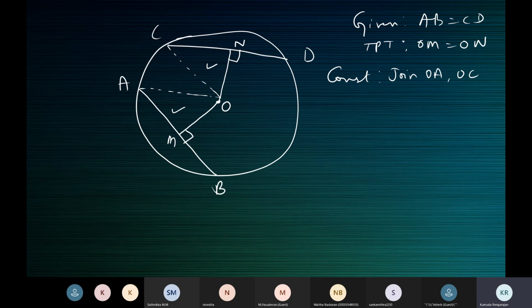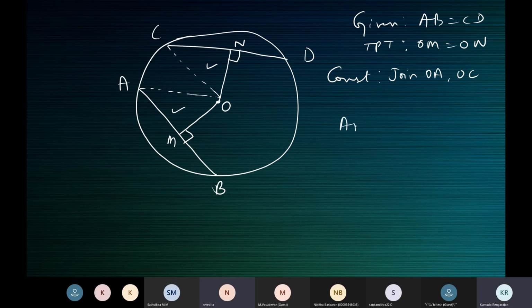Tell me, children, how do we show that these two triangles are congruent to each other? Yes, Nikita. Ma'am, OA is equal to OC, the radius of the circle. Okay, OA is equal to OC. And AM is equal to CN, ma'am, by the converse of the theorem. Explain that. How do you get AM equal to CN? Ma'am, in the previous theorem, we saw that the line drawn from the center bisects the chord.